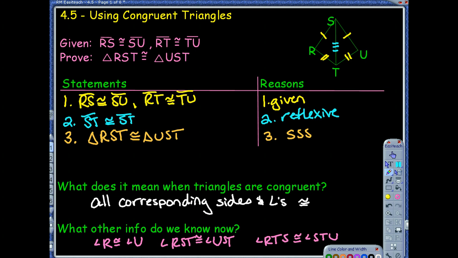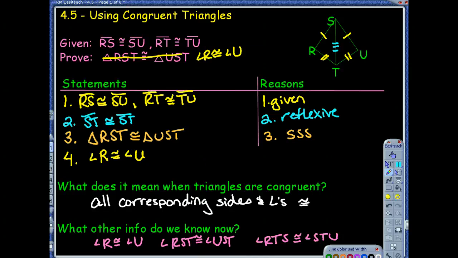So if in our proof we were asked to prove, not that the triangles were congruent, but instead, prove that angle R is congruent to angle U. Once I know those triangles are congruent, what do I really know then? Well, I know all of their parts are congruent. So I could technically say angle R is congruent to angle U, right? We can. And there's a reason that we're going to be using to help us with that. And we just don't know it yet. But this is where we're going today.